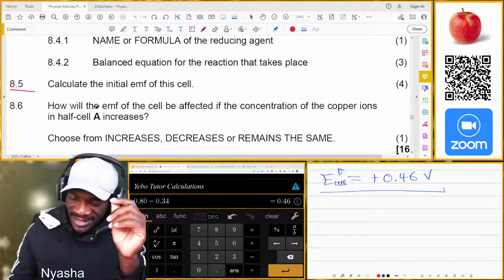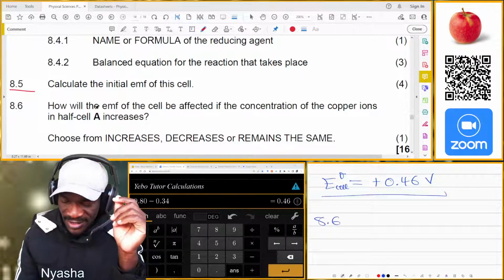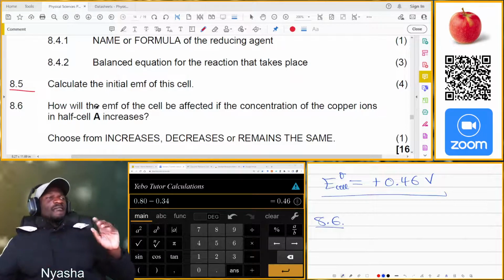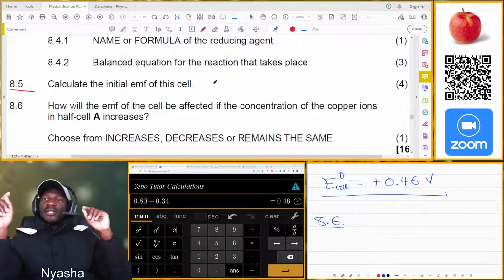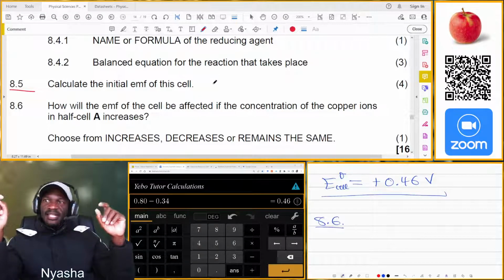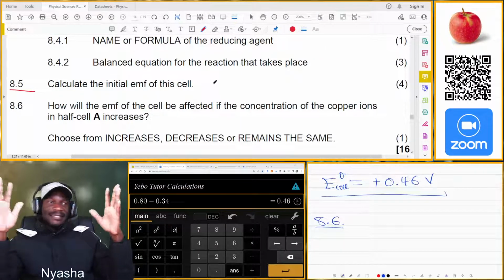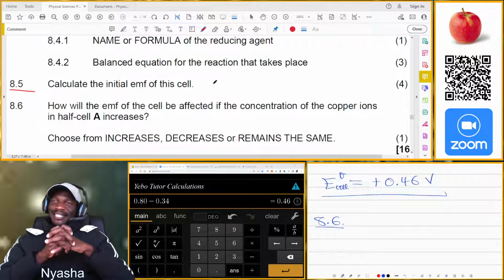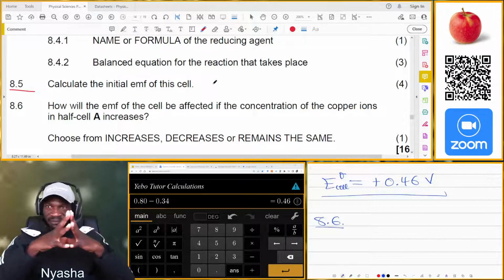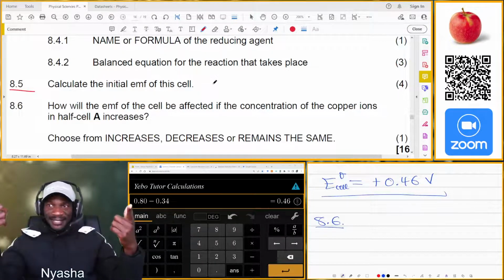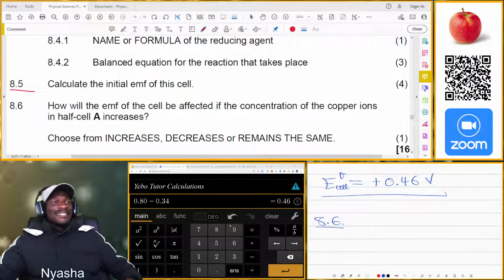Now, question 8.6. May you please attempt it? How would you find out this one? So question 8.6 asks as follows. How will the EMF of the cell be affected if the concentration of the copper ions in half cell A increases? Does it increase? Does it decrease? Does it remain the same? Let's reason it out, and you tell us.